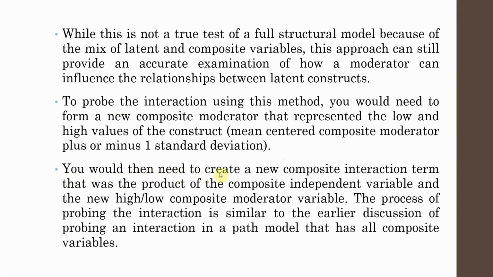You would then need to create a new composite interaction just the way we have done it earlier. We mean-centered the variables and we created the interaction term. Again, we just need to add or subtract standard deviation values to have high and low values of the moderator. And then what you need to do is just create the interaction term. How to do this, how to probe the interaction, let's look at it quickly. The earlier video will also be shared in the description.